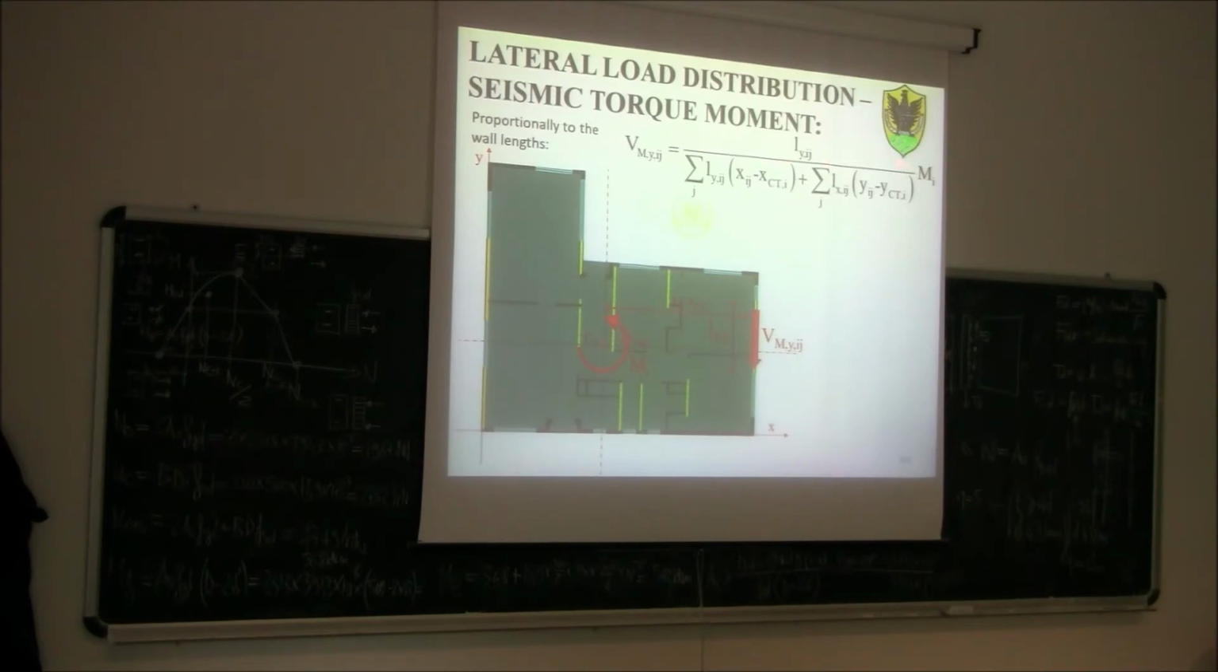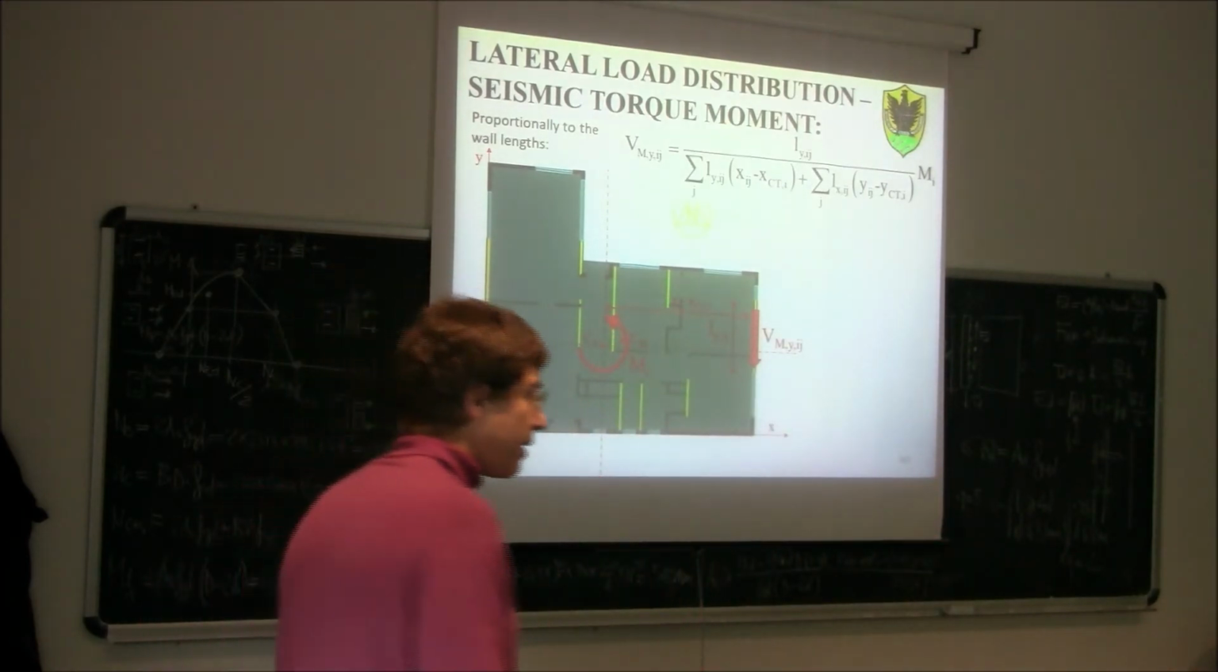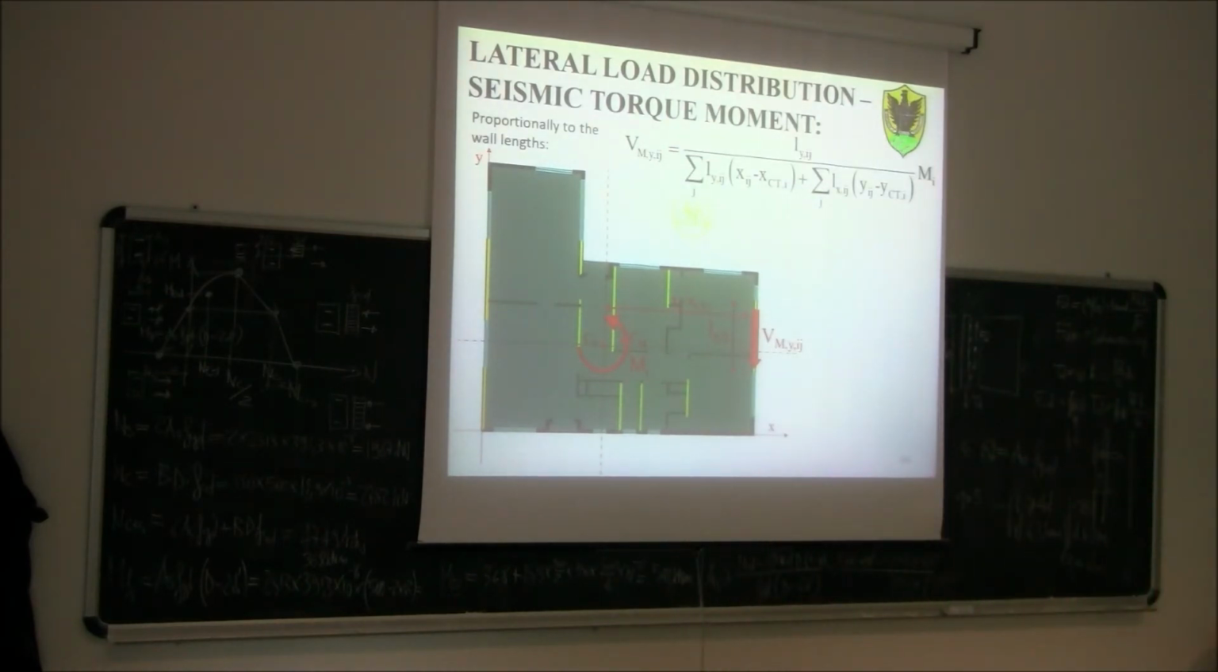will be Lyij, which is the length of the wall, divided by the summation of the length of the whole wall multiplied by the distance from the center of stiffness, and everything multiplied by the torque moment. So this, if you look at this formula here, is formally the same formula that we derived when we calculated, if you remember, the shear forces acting into a bolted connection with the bolts distributed in some way in a connection region. Okay?